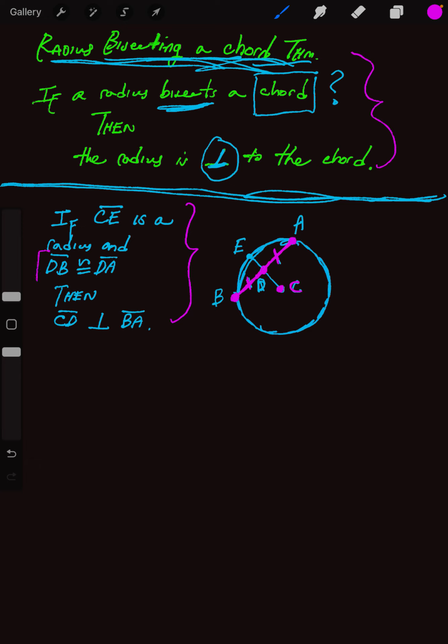So I used a bit of a definition here, right? I skipped a step in this theorem here by using the definition of bisects. I said, I give you right away that this segment, this half, is equal to this half, right? The radius bisects the chord. Then, if that's true, I know immediately that the radius and the chord are perpendicular to each other. Now, how do I know this? Let's go through the proof.